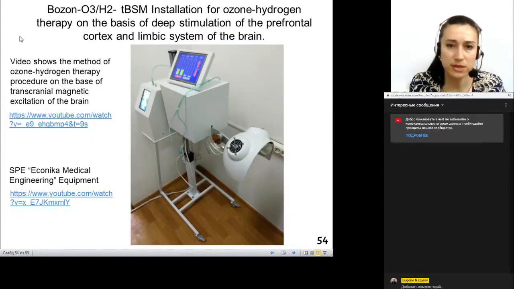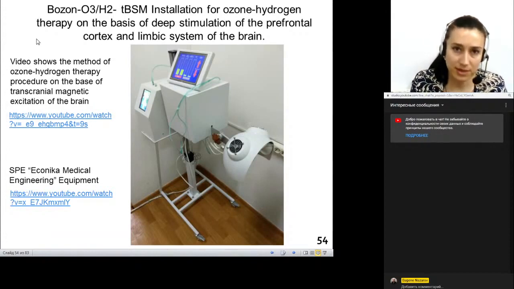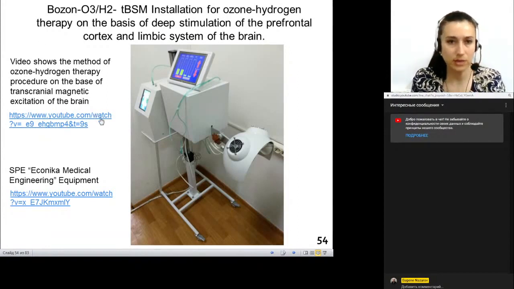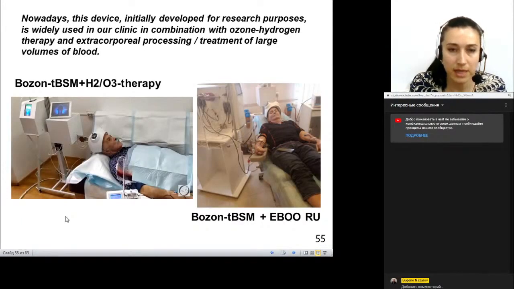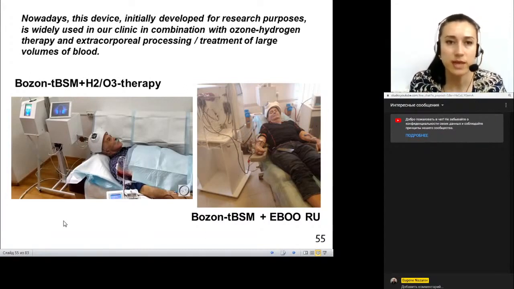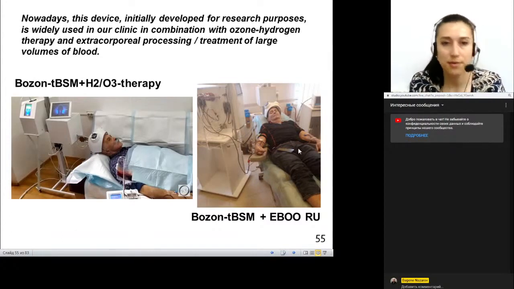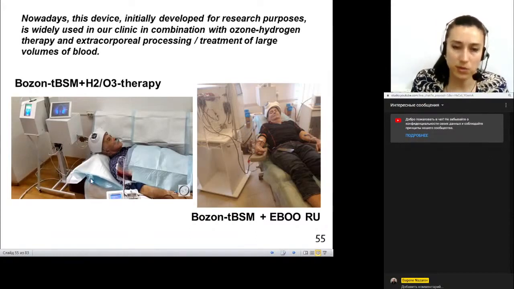So here on the slide you can see this installation for ozone-hydrogen therapy on the basis of deep stimulation of the prefrontal cortex and limbic system of the brain. Below there are links that you can go through to watch this video on the YouTube channel. Nowadays, this device, initially developed for research purposes, is widely used in our clinic in combination with ozone-hydrogen therapy of extracorporeal processing treatment of a large volume of blood.